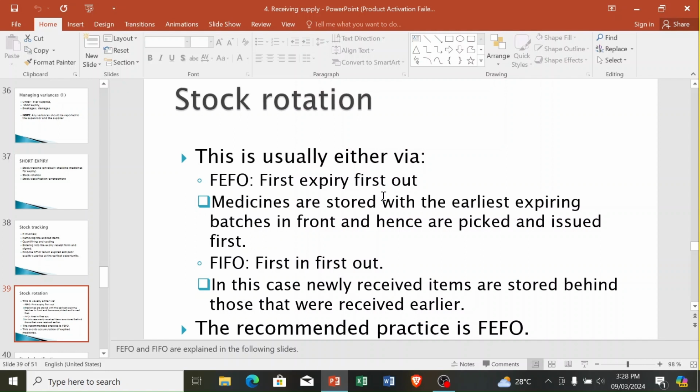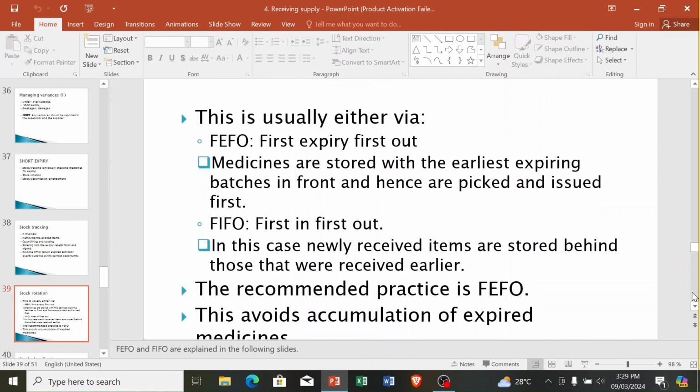Stock rotation, this is usually either via the FEFO, that is first expiry, first out, or the FIFO, that is first in, first out. Medicines are stored with the earliest expiring batches in front and then picked and issued first. First expiry, first out. First in, first out. In case newly received items are stored behind, those that were received earlier have to be given out first. So the recommended practice, majorly, we recommend to practice the FEFO, first expiry, first out. This avoids accumulation of the expired medicines in the facility.